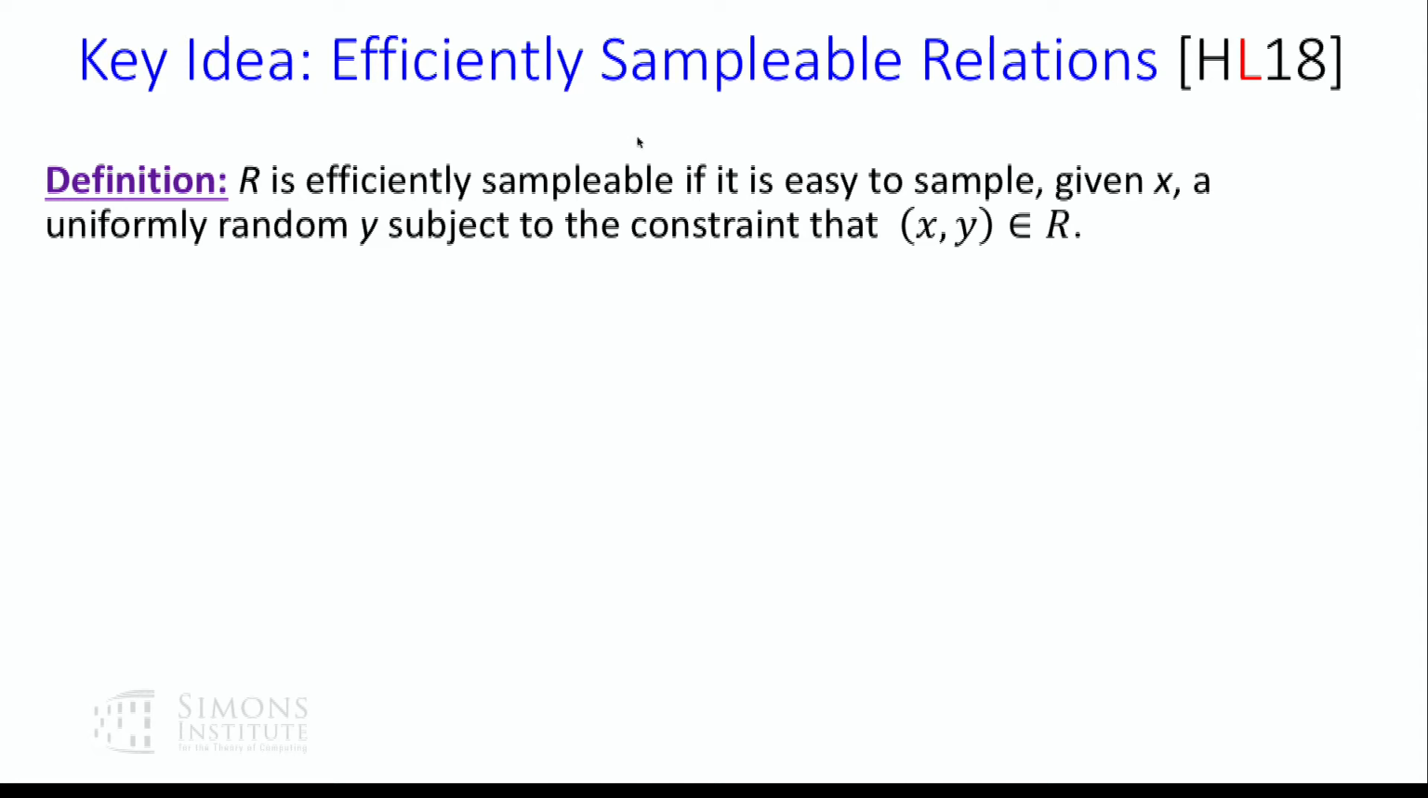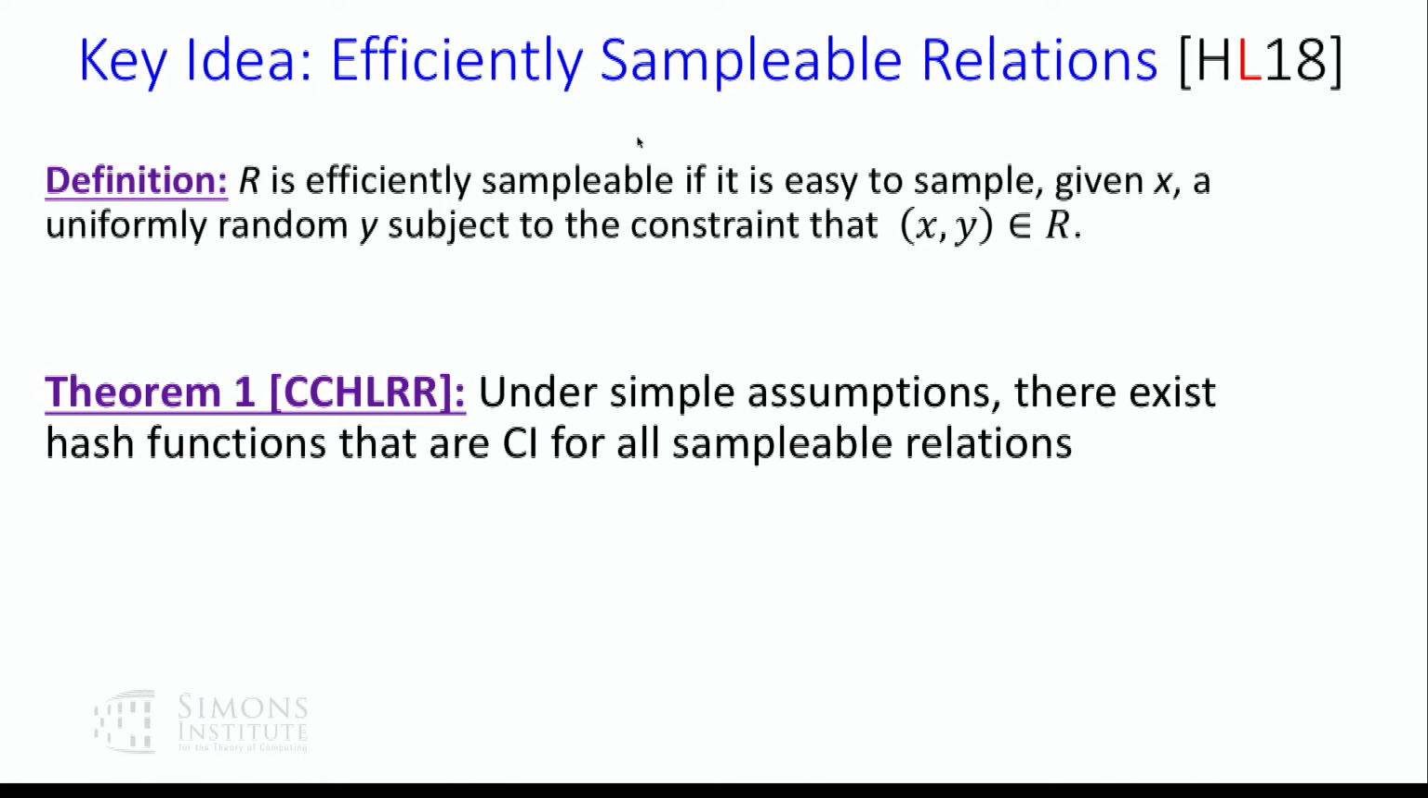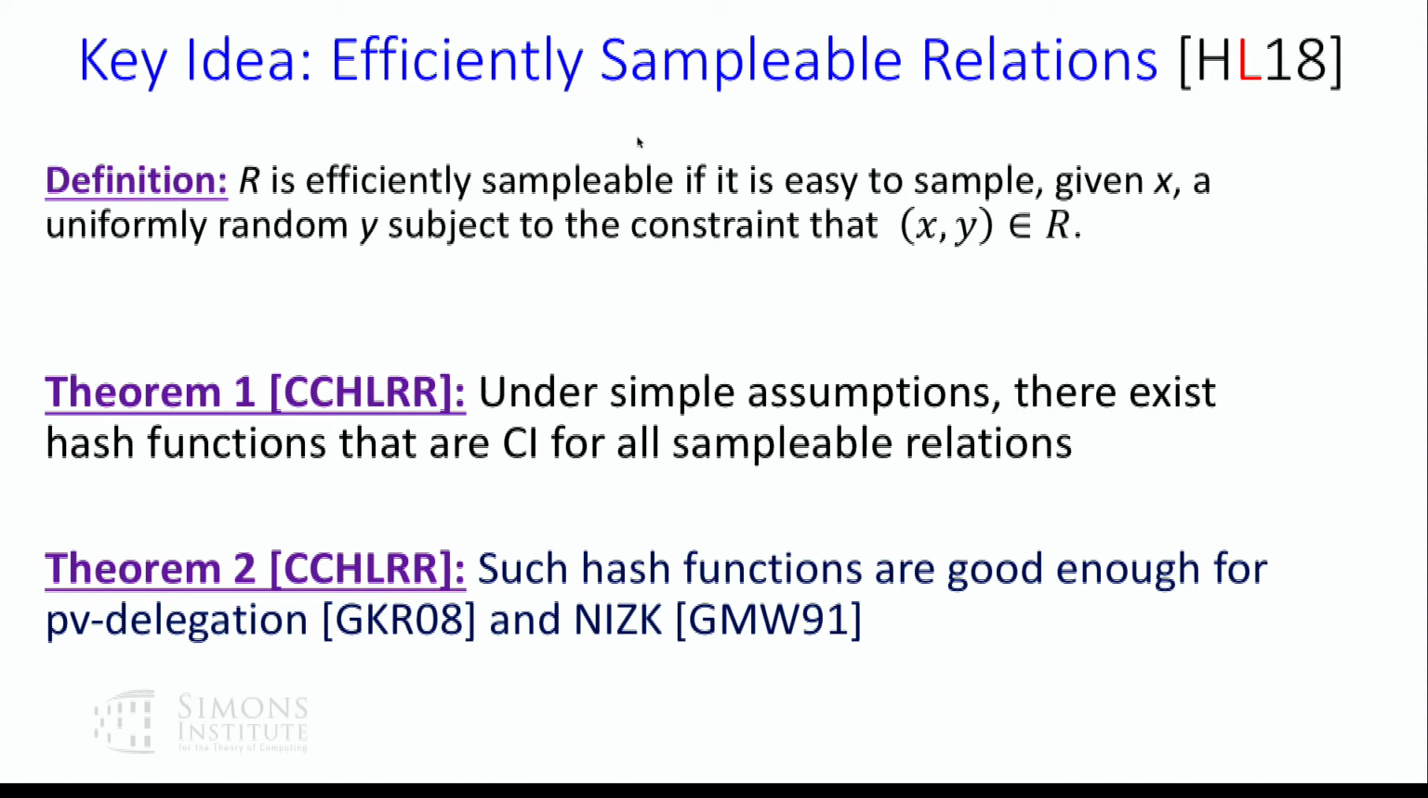So that's a starting point. And basically in this work, we do some heavy lifting on top of that to weaken the assumption as much as possible, for example, all the way down to search LWE hardness. So we first do this. We show that under these nice assumptions, we can get hash functions that are correlation intractable for all efficiently samplable relations. But that's not the end of the story, because a priori, it's totally unclear if these are useful for anything. But we also show that this weaker form of correlation intractability still suffices to do Fiat-Shamir for interactive proofs that we care about.